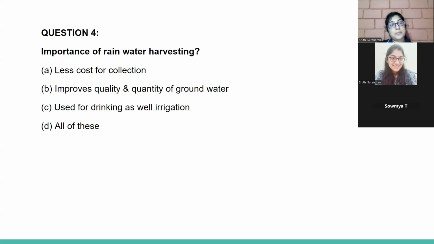Next question, what is the importance of rainwater harvesting out of these? Which one is the importance of rainwater harvesting? Is it important because the cost of collection is less? Is it important because it helps in improving the quality and quantity of groundwater? Or is it important because it can be used for domestic purposes like drinking as well as irrigation? All of the options indicate the importance of rainwater harvesting.